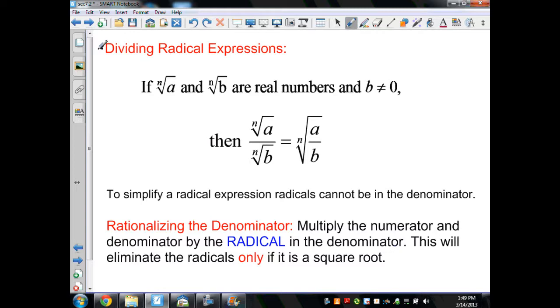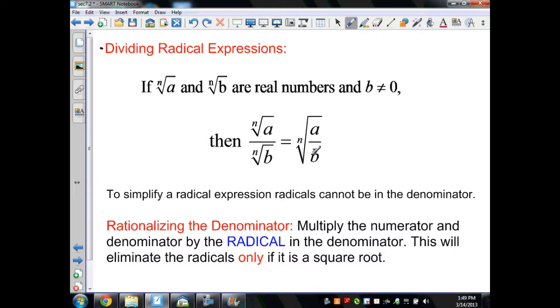Section 7.2 continued, dividing radical expressions. And the property is: the nth root of a and the nth root of b are real numbers and b can't equal 0. Remember, the key is that my index for each must be the same value. And if that's true, I can have the nth root of a divided by the nth root of b, and I can rewrite that as the nth root of a over b.